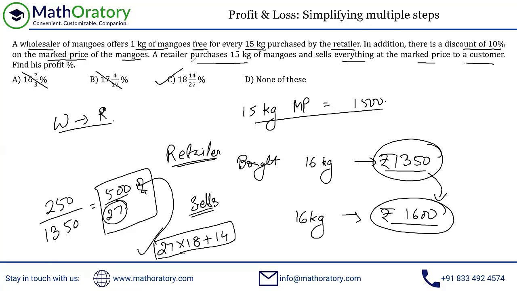Calculation bit, you can work out any which way you are comfortable. If you want to directly convert, that is also not tough to do in this case. 500 by 27, you can convert, you will find it is coming out to be 18 14 by 27. But yeah, I hope the main idea was understood.